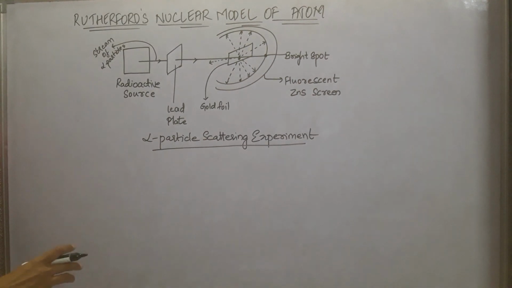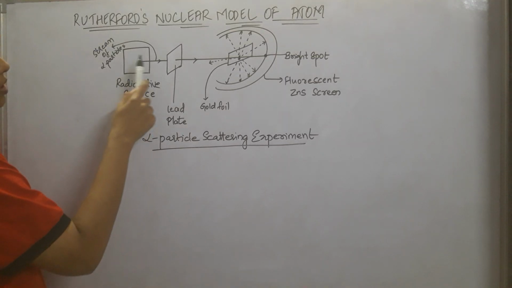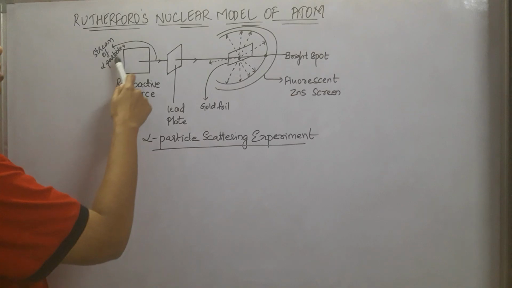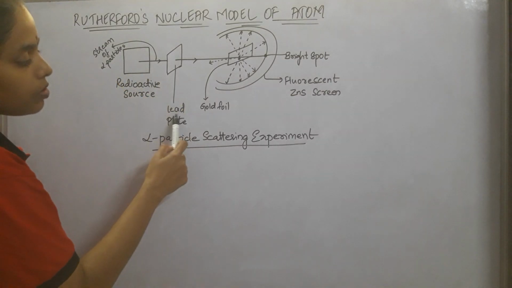So today let us see Rutherford's nuclear model of atom. It is explained by the alpha particle scattering experiment. Here he used a radioactive source which produces a high energy stream of alpha particles. When these alpha particles are emitted from this radioactive source, they first strike onto this lead plate.